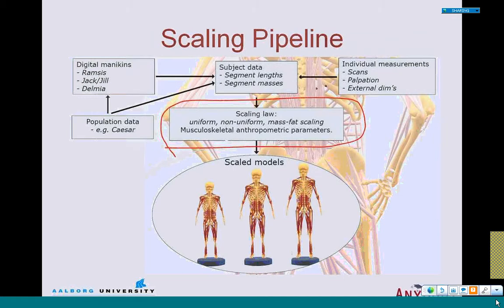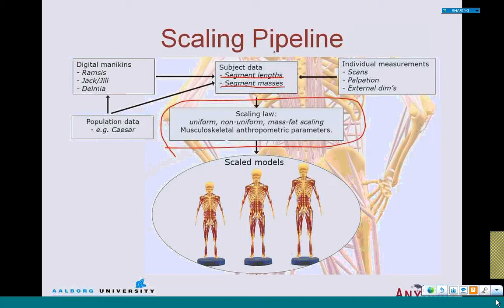So what are we putting into the scaling law? Well, obviously, based on what you saw just before, we need to put the segment lengths, the length of each segment in the scaled model. We have to measure that by a tape measure or get it some other way. And we also need the masses of each of those segments. If we put those two numbers for each segment into the scaling law, then the scaling law, based on the math that I showed you just before, will spit out the scaled models like the ones that you see down here.